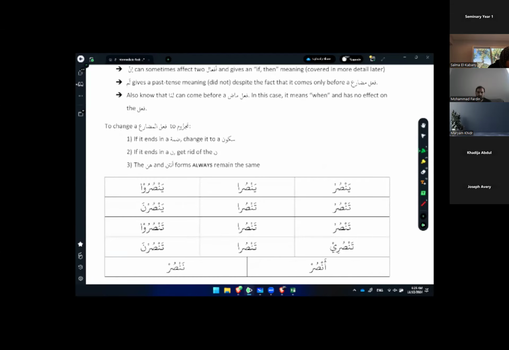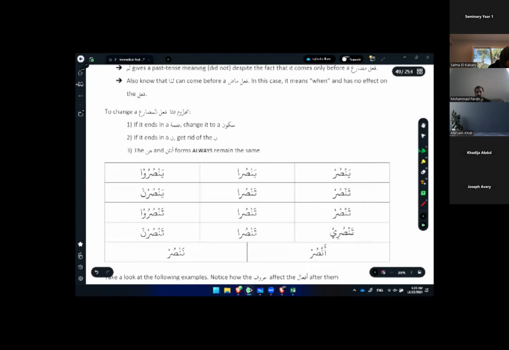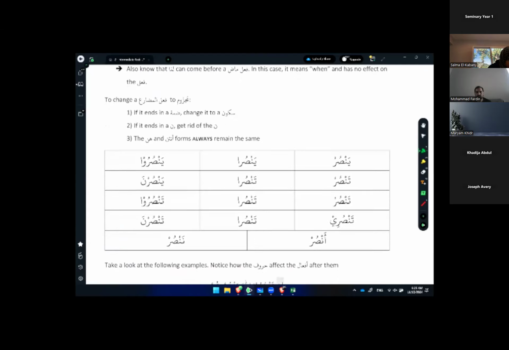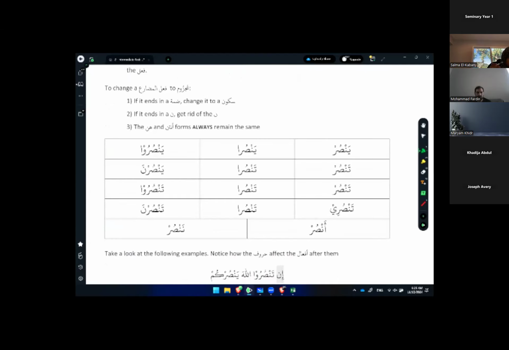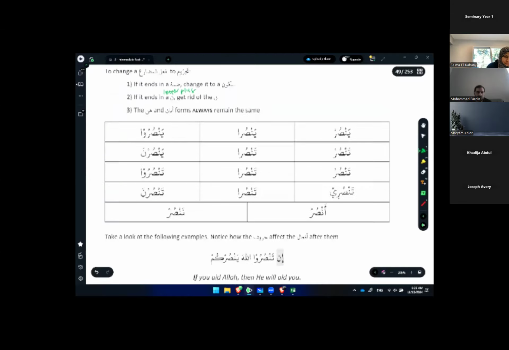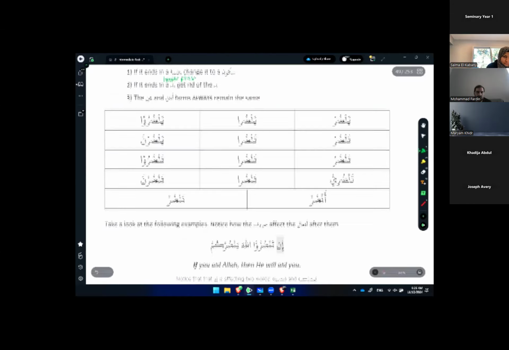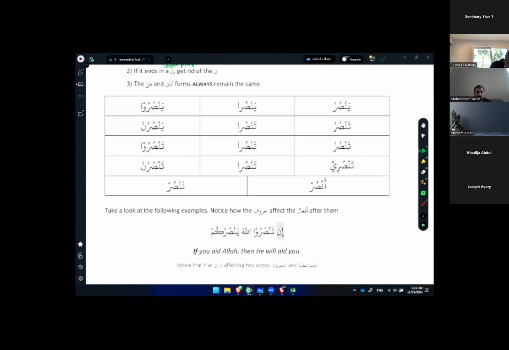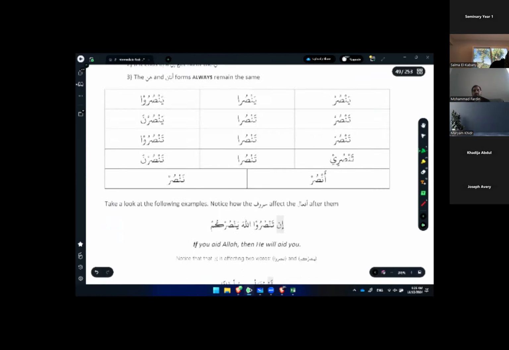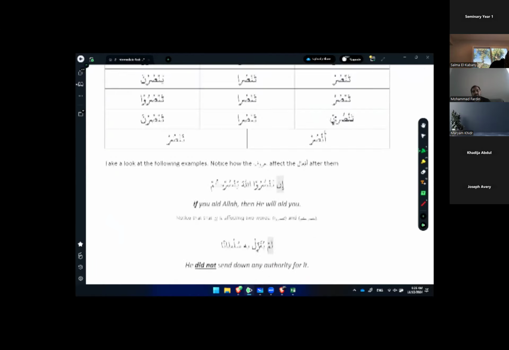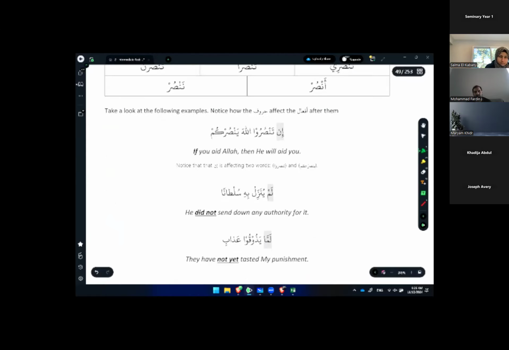To change a fi'al mudari' to majzoom, if it ends in a dhamma, change it to a sukun, fine. If it ends in a letter plus noon, get rid of the noon. And the hunna and antunna forms always remain the same. Great. So we've got that chart here, which is pasted into our slides. Let's look here at some examples from the Quran.